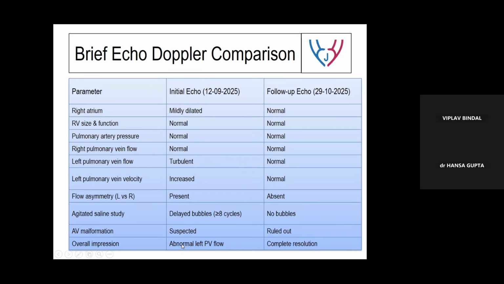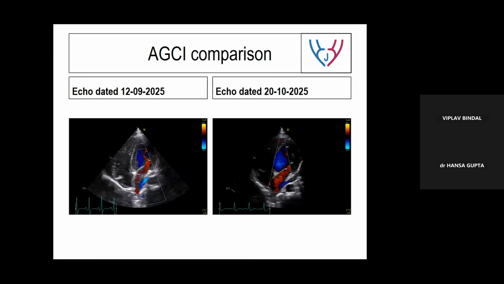AV malformation was suspected at the time. Now it's completely ruled out. And the abnormal flow had completely resolved over a period of time. And look at what we were dealing with. There's this 2-year-old child. We were looking at what? The most important part in this child: we were looking for AV malformation because of secondary reasons like infective pathology.